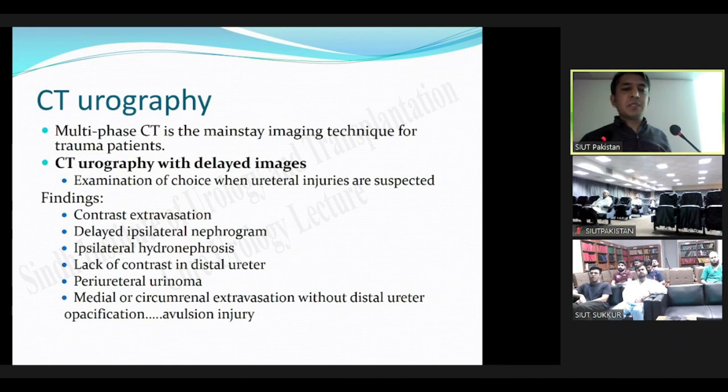CT urography with a delayed image of 10 minutes is the modern CT. Actually, the contrast is quickly reaching, so we need a delayed image to show the extravasation. It is the examination of choice when ureter injury is suspected, and the findings include contrast extravasation and delayed ipsilateral nephrogram, ipsilateral hydronephrosis, lack of contrast in the distal ureter, periureteral urinoma, and medial or circumferential circumrenal extravasation without distal ureter opacification or avulsion injury.